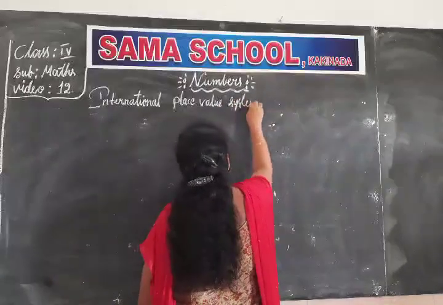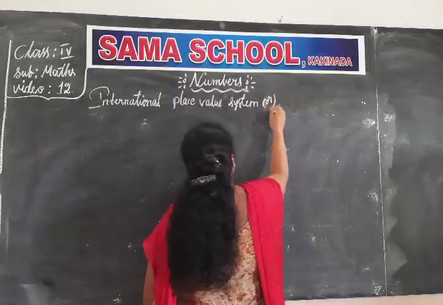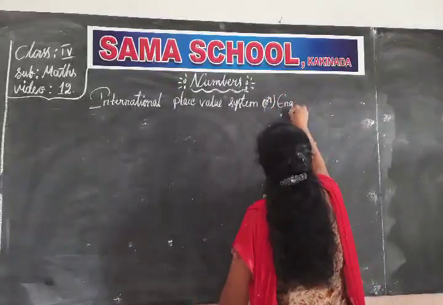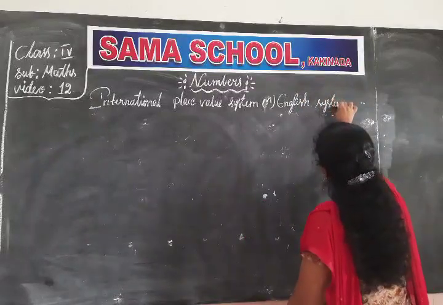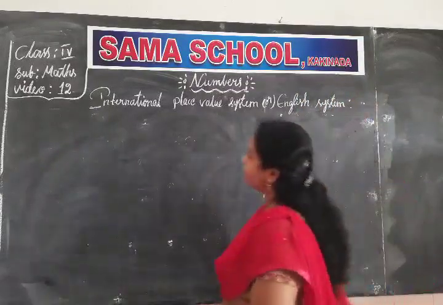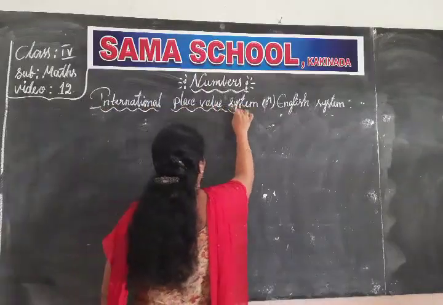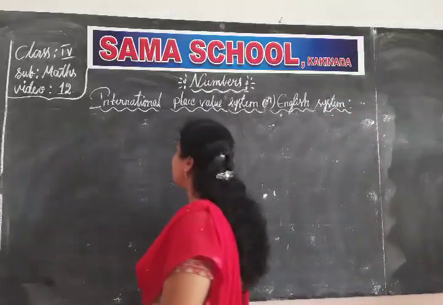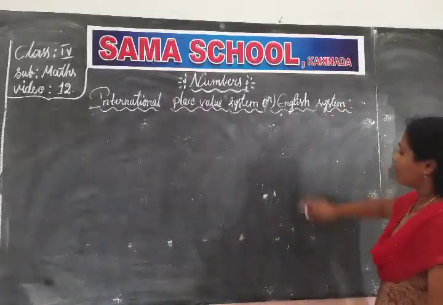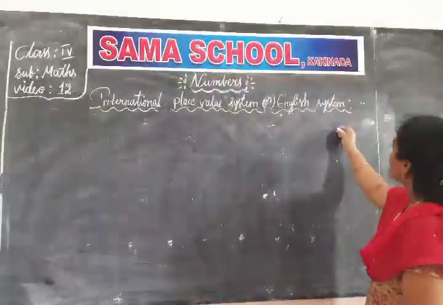This international place value system is also known as the English system. This international place value system also has 9 places. Everyone look at the board. Now I am writing all the 9 places here.